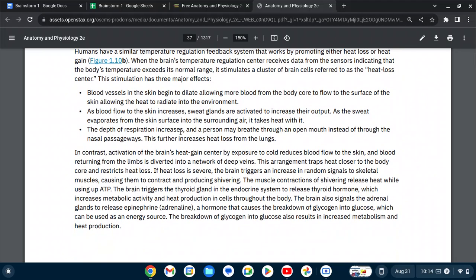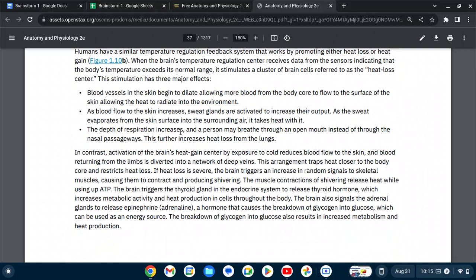Humans have a similar temperature regulation feedback system that works by promoting either heat loss or heat gain. When the brain's temperature regulation center receives data from the sensors indicating that the body's temperature exceeds its normal range, it stimulates a cluster of brain cells referred to as the heat loss center. This stimulation has three major effects. Blood vessels in the skin begin to dilate, allowing more blood from the body core to flow to the surface of the skin, allowing the heat to radiate into the environment.